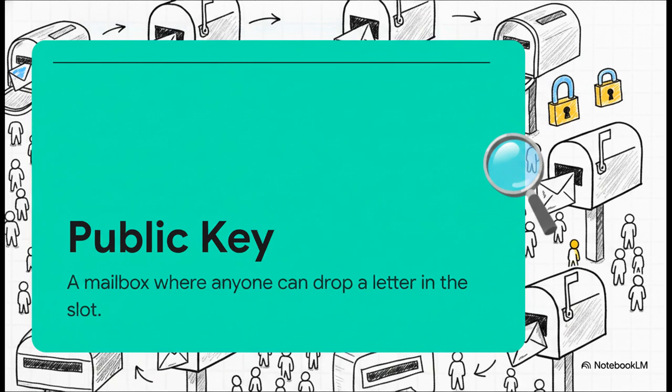The first part is the public key. Think of the public key like a super secure mailbox on the street with a slot in it. It is completely safe to share the location of this mailbox broadly with everyone in the world. Why? Because anyone can walk up and securely drop a letter into the slot, but once it's in the slot, they can't get it back out, and they certainly can't read what's already inside.